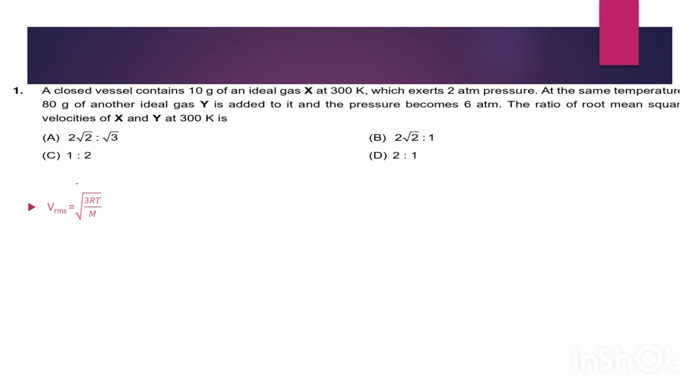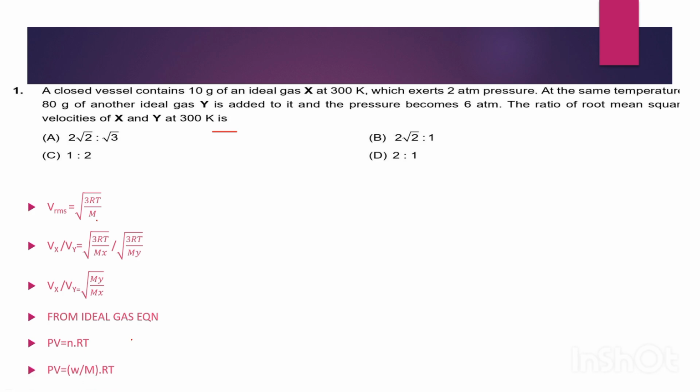So we are only discussing RMS speed in this question. RMS is root over 3RT by M. So for two gases, we are taking the ratio of RMS velocity of X and Y, which turns out to be root over My by Mx. We don't know the value of My by Mx, but from the given values, from the ideal gas equation PV equal to nRT, we convert number of moles to given mass by molecular mass.